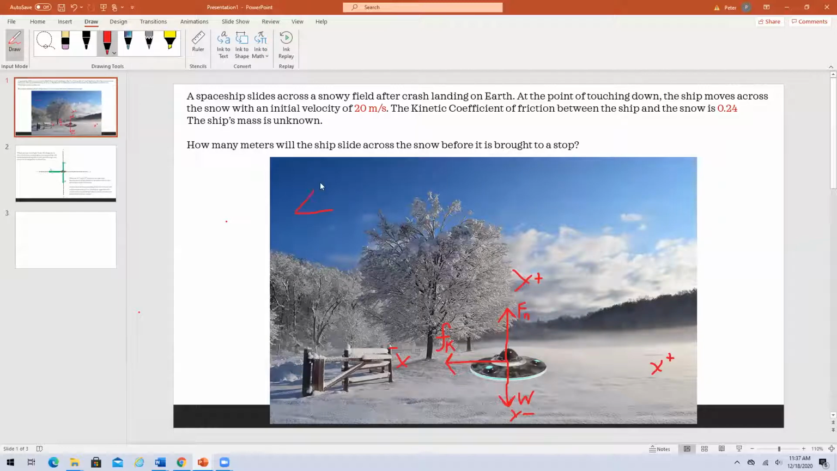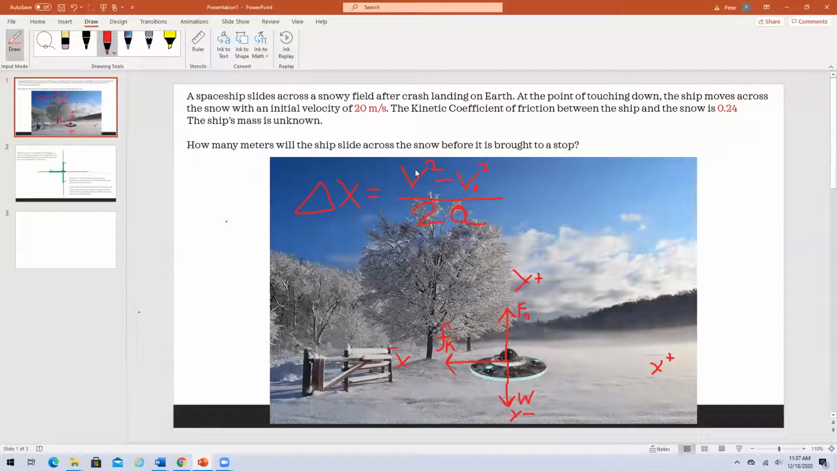delta x is going to equal v squared minus v naught squared divided by 2a. Okay? So I hope that makes sense, right?